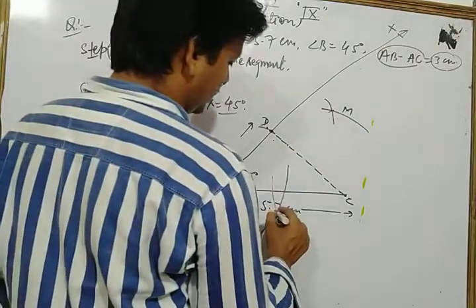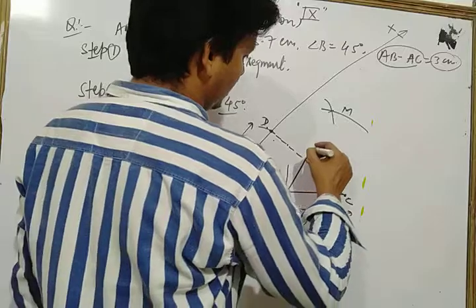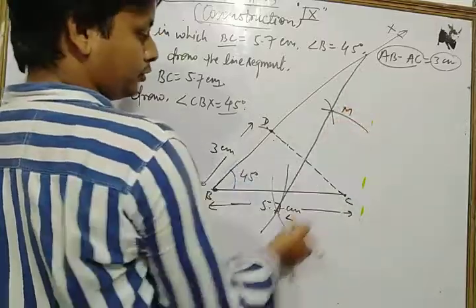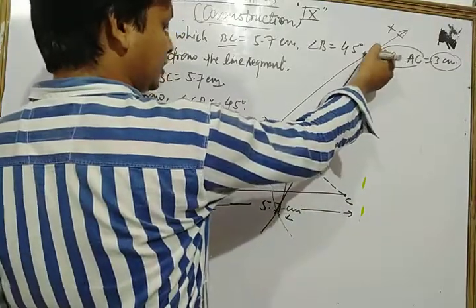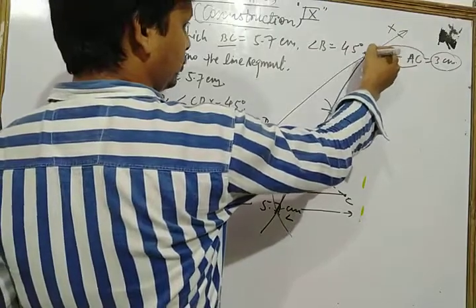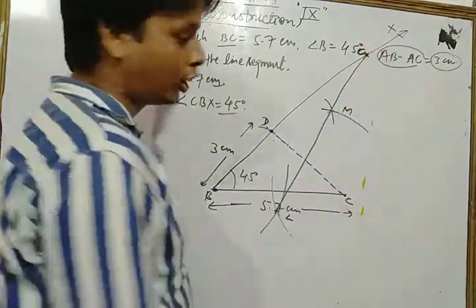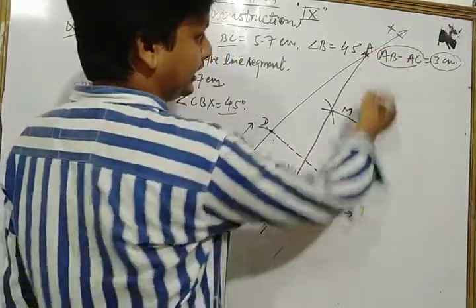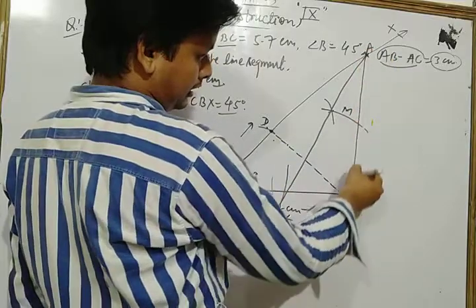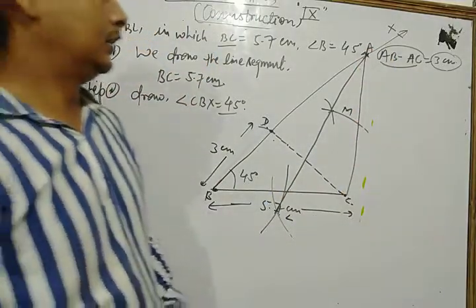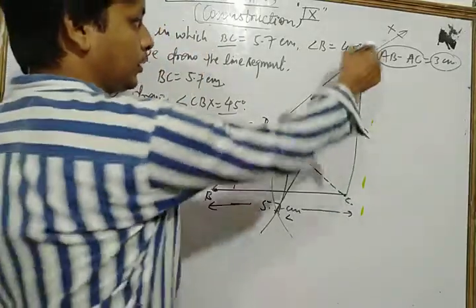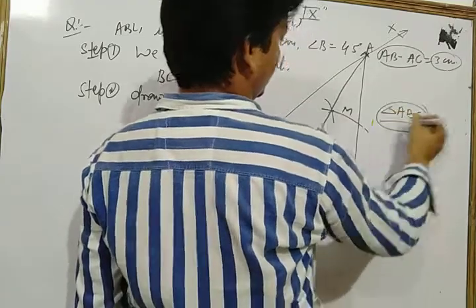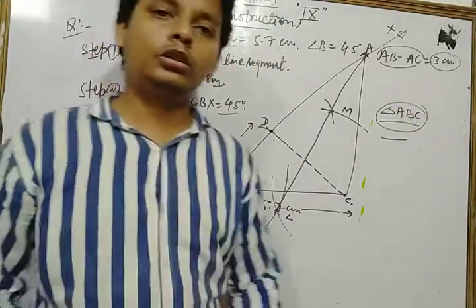Now we join LM and produce it to some distance, in this way. Suppose that if we produce LM to some distance, it cuts the ray BX at point A. Now after that we join AC. Now this is our required triangle ABC. So our required triangle is ABC. This is your whole construction.